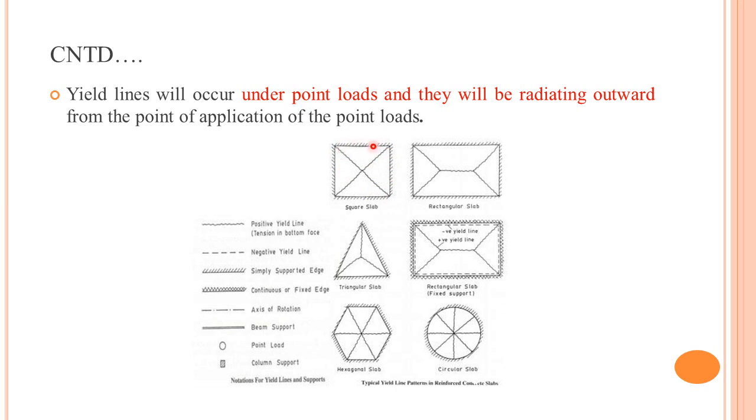To represent the simply supported edge, we have a straight line with cross lines on it. Then we have the same square slab with different supporting conditions. Here it is simply supported, but here it is a fixed support, or continuous support. For a fixed or continuous support, we have an additional negative yield line. In this case we have only the positive yield line, but here we have the positive yield line at the center as well as the negative yield line at the boundaries, and all other supporting conditions are simply supported.